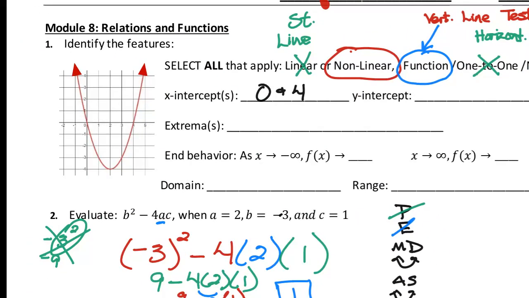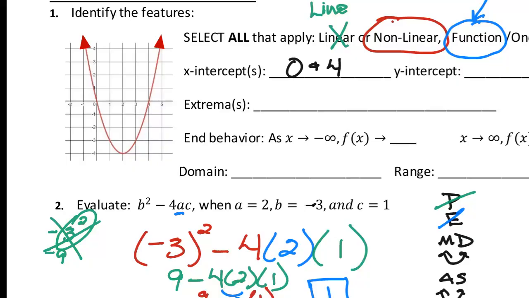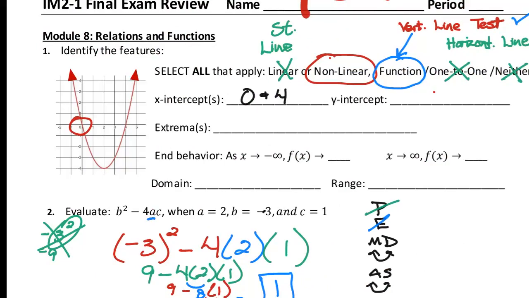Where does it cross the y-axis? -4? No. Here's your y-axis. Where does the graph cross the red and green line? Yeah, at 0. So your y-intercept here is at 0. Okay.